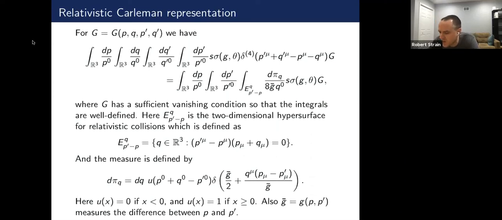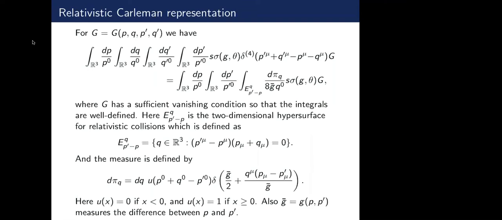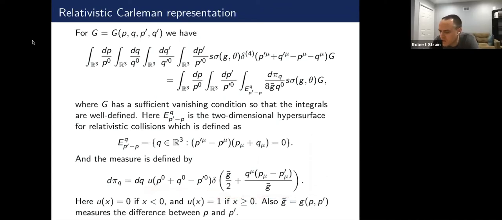And similarly, you can define the measure as dq over this quantity. So this is a different way to write the hypersurface. And u is a function where u of x is 0 if x is negative, and u of x is 1 if x is positive. And g bar is g of p prime, and it measures the difference between p and p prime.